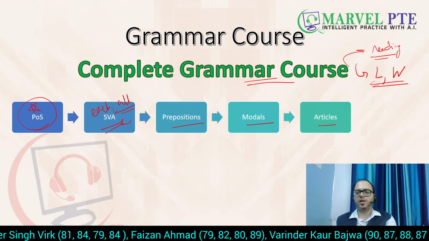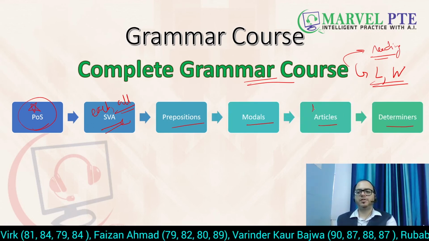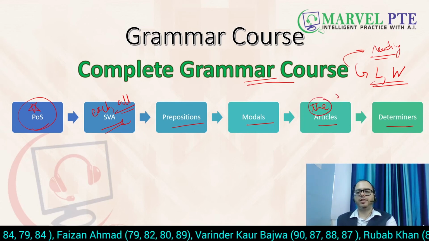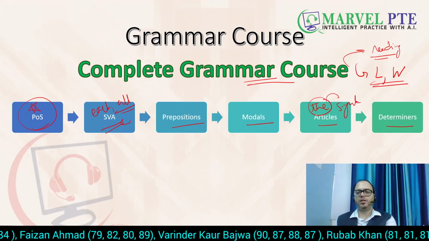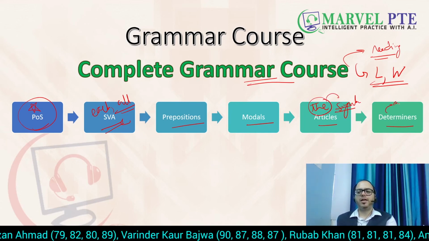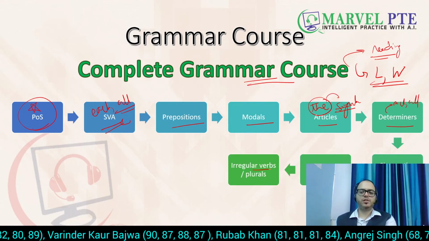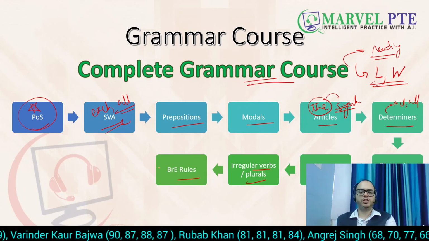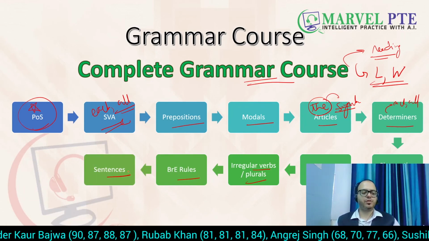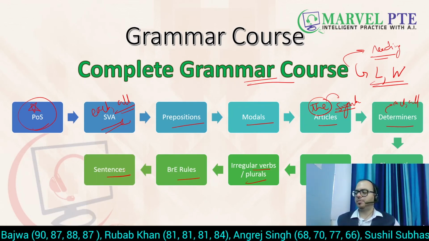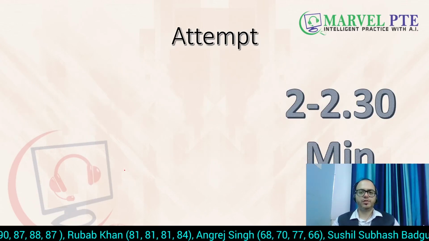Prepositions, modals, articles, determiners. Now, for example, in articles there is "the", and with "the" we generally use singular. Determiners, our each and all were determiners. Signposting words, tenses, irregular verbs or plurals, and British English rules and sentence formations. So we teach all this as a part of our grammar course to our students.